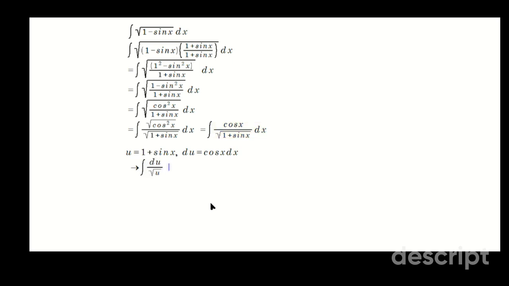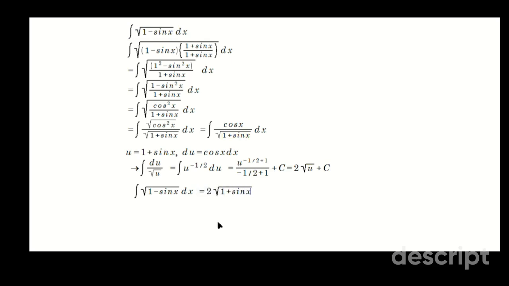Okay, so another substitution. So it's going to be the antiderivative of u to the negative 1/2 du. So apply the power rule. So negative 1/2 plus 1 over negative 1/2 plus 1 plus c. All right, so now negative 1/2 plus 1 is 1/2. Go to the top, so 2. And negative 1/2 plus 1 is 1/2, so you end up with 2 root u plus c. But then u is equal to 1 plus sine x. So in other words, our original quantity right here is equal to 2 times the root of 1 plus sine x plus c.